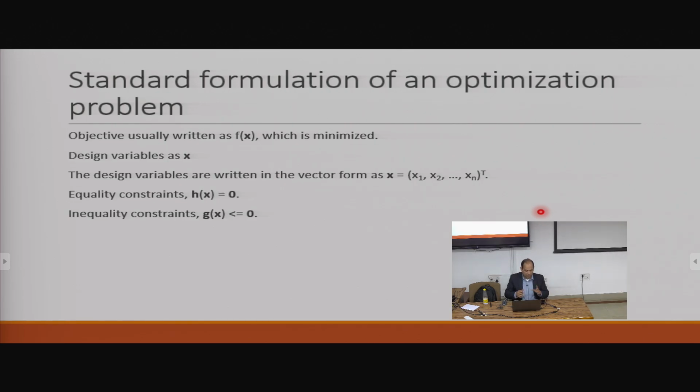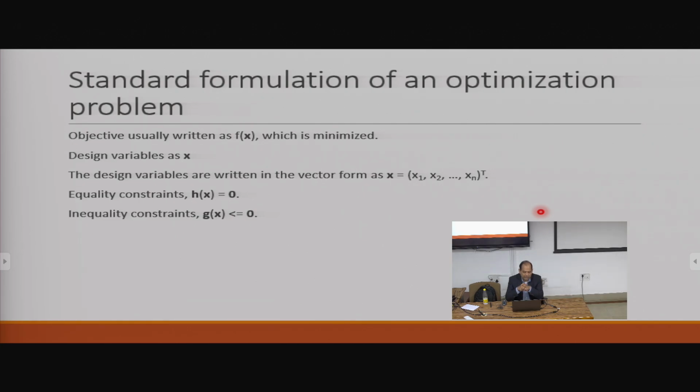I'll have a couple of things that we'll talk about today. One is the standard formulation of an optimization problem. We have the objective, usually written as f of x, which is minimized. The objective function is a function of the design variables x, which is a vector, and it has different elements. They could have nothing to do with each other, or they could have a lot to do with each other. Some could be dimensions, some could be material, some could be discrete, some could be continuous, and so on and so forth. And you have equality constraints.